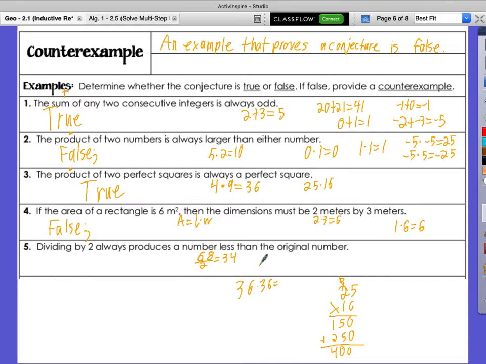So if we try a negative, Grayson was saying let's try a negative, okay? Let's try negative 8 divided by 2. That ends up being negative 4. Is negative 4 less than negative 8? No. Bigger, because negatives are backwards, remember? So, dividing by 2 always produces a number less than the original number. Is negative 4 less than negative 8? No. So this is false.